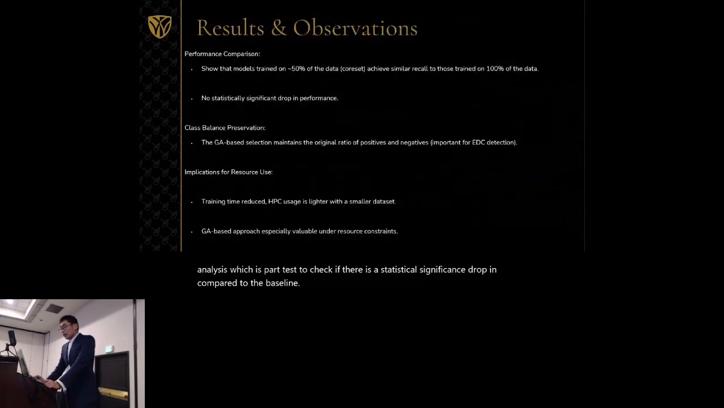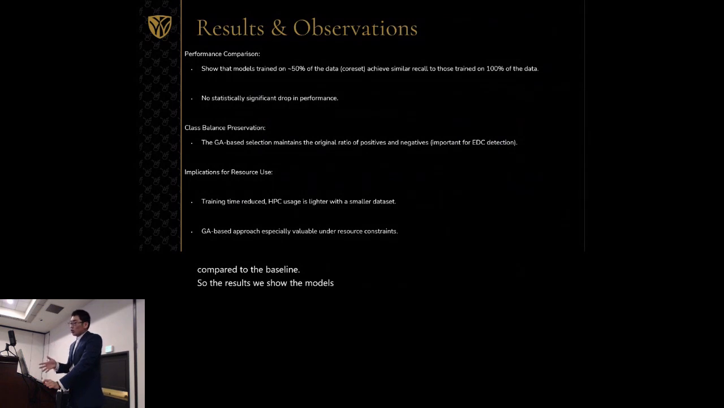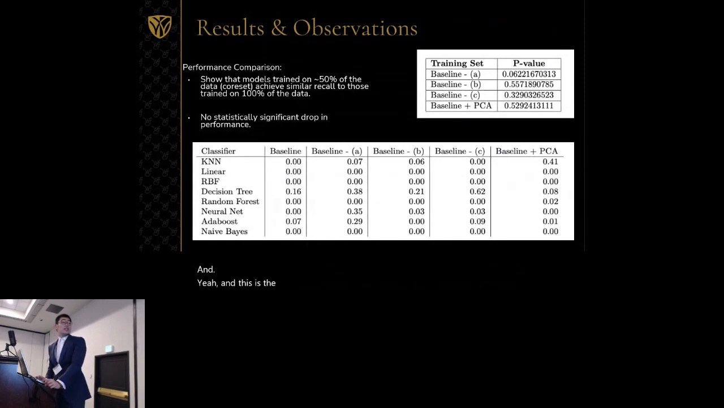So the results: we show the genetic algorithm can train on around 15% of the data while maintaining the class distribution, and with no statistically significant drop in performance. And this is the results you can see over here.